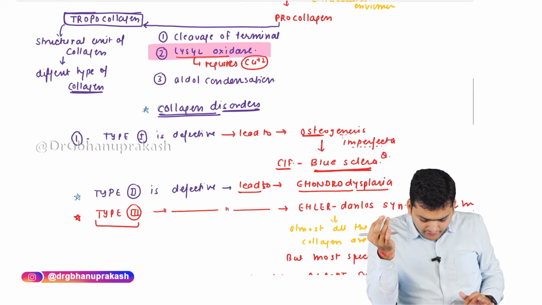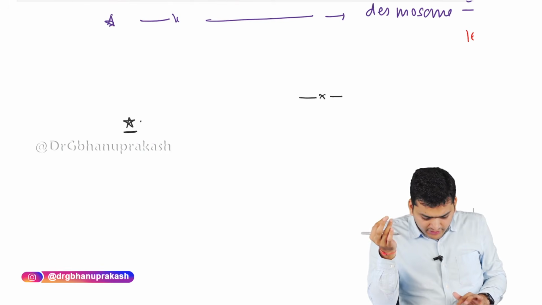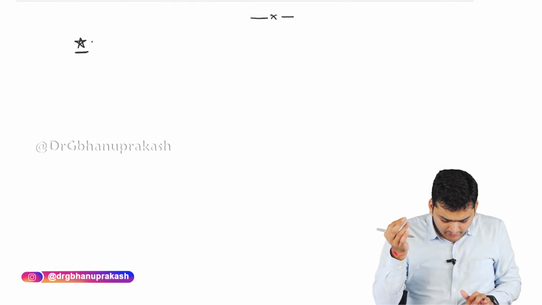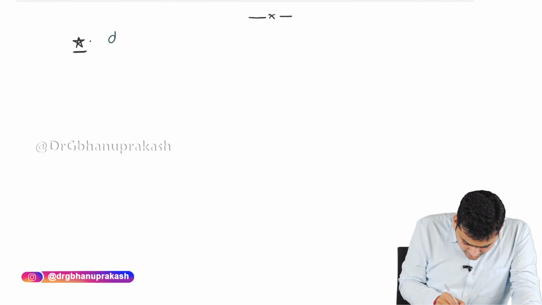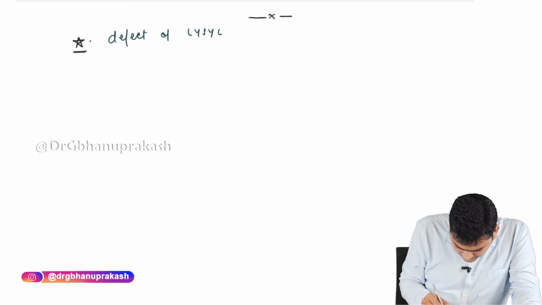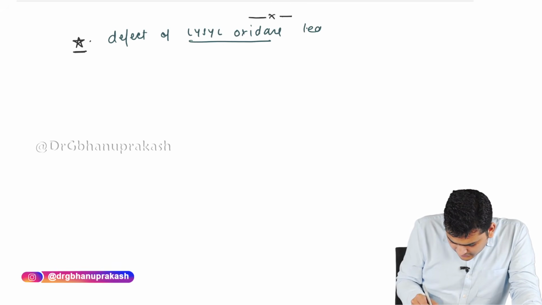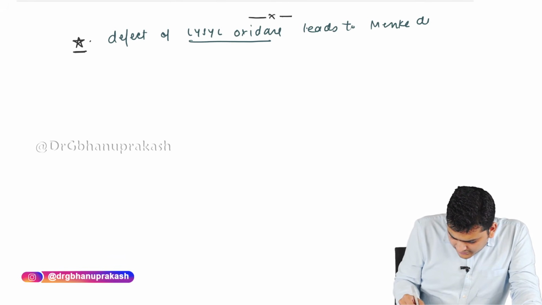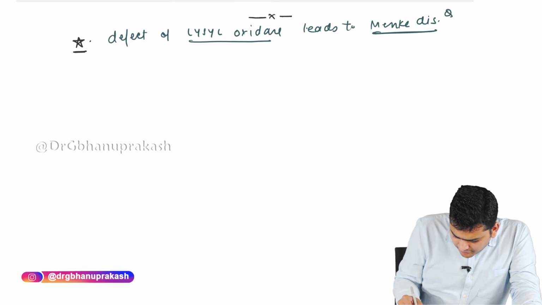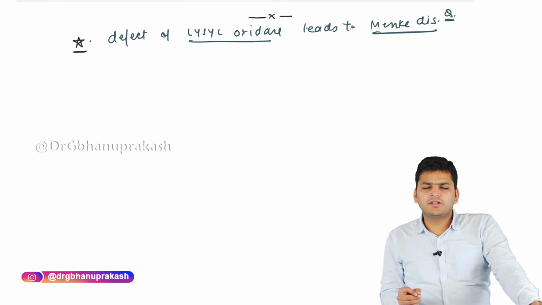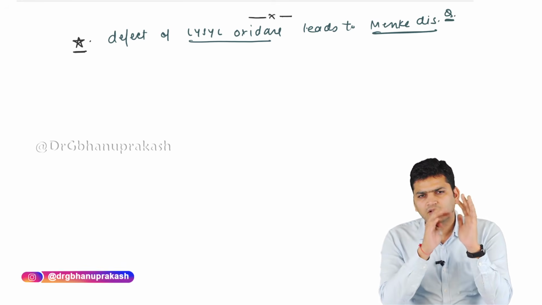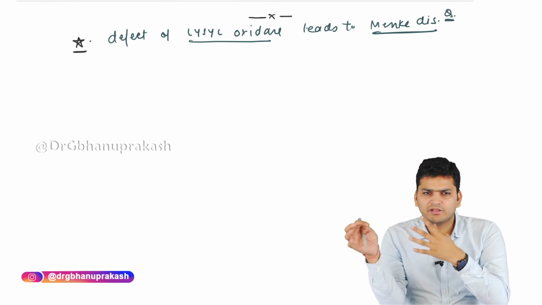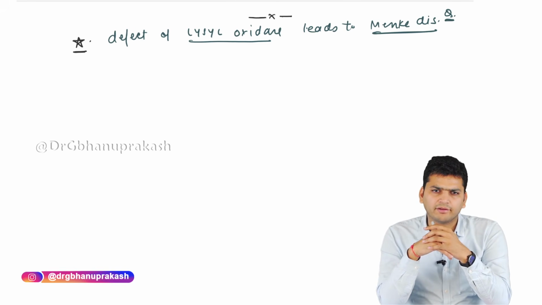So let's write down this point. Defect of lysyl oxidase leads to Menkes disease. So these are the various collagen disorders: if the collagen itself is defective, if the enzyme is defective, or the autoimmune disorders are there, right?